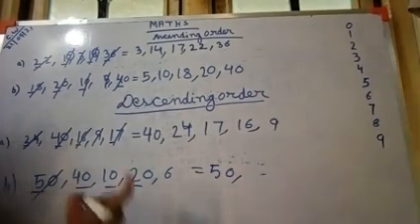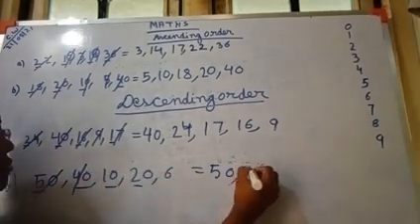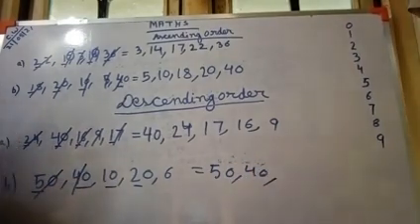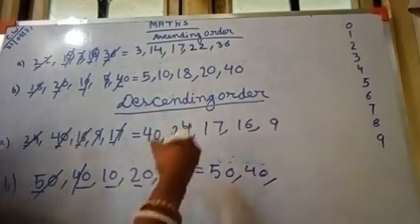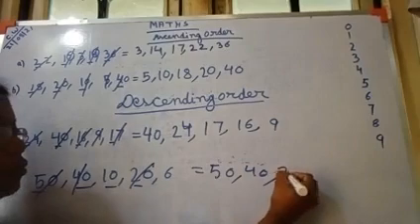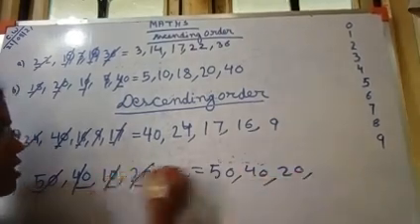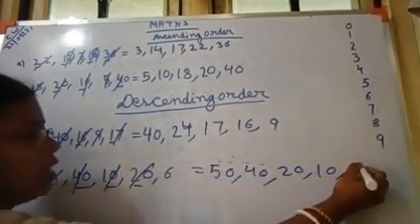After that 5, 4 will come. So next is 40. After that 3, 2: 2 will come. So 20. Then 10. Then here 6.